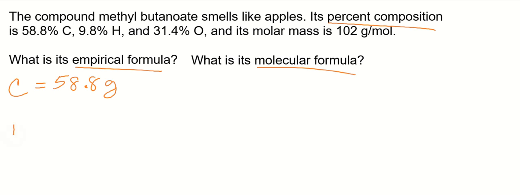These commas got me a little confused. All right, so hydrogen, if we had 100 grams, would make up 9.8 grams of this compound, and oxygen would make up 31.4 grams of this compound. So that's step one, turn the percentages into grams, and if we assume that there's 100 grams of it, we can simply switch the percentages to grams.